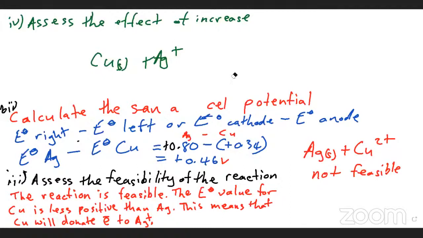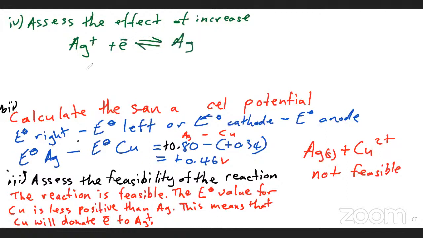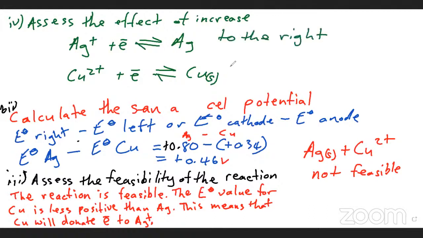All right, let me just do this quickly. So what you would have is Ag plus and an electron. This is the half cell for silver. And then for copper, it would be this. This equilibrium here is to the right, and this one is to the left. What it means is that copper is better at forming copper ions by giving up electrons, and silver is better at gaining electrons to form silver.